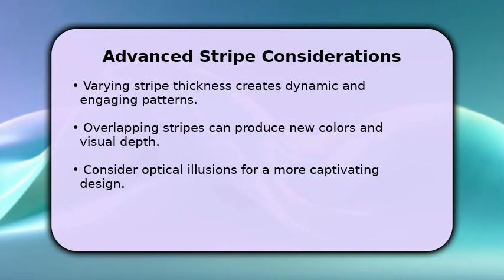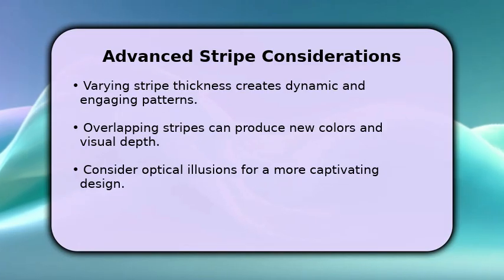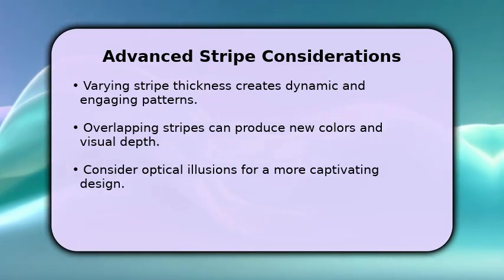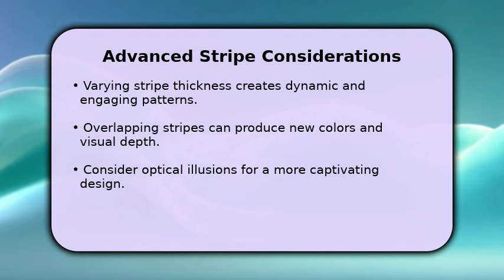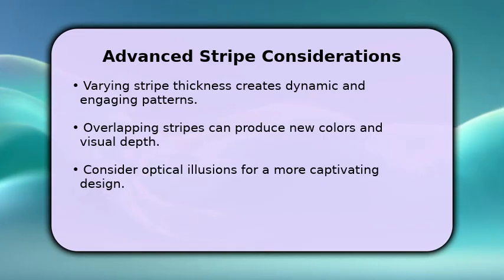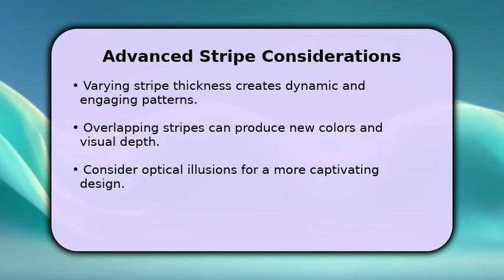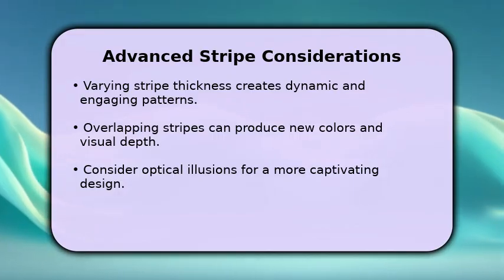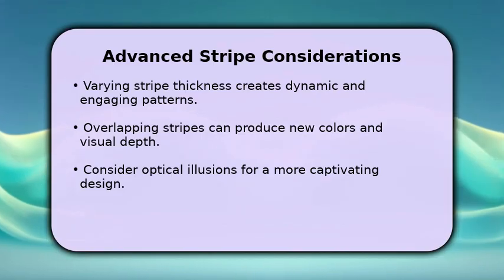For more advanced stripe patterns, consider introducing variations beyond simple parallel lines. Experiment with stripes that gradually change from 1/4 inch to 1 inch in width, or those that curve and undulate. Overlapping different colored stripes can create intriguing new shades and a sense of three-dimensional depth. Think about how stripes can create optical illusions, adding movement or altering perceived size. Ultimately, thoughtful application of these techniques will elevate your stripe designs to a professional level.